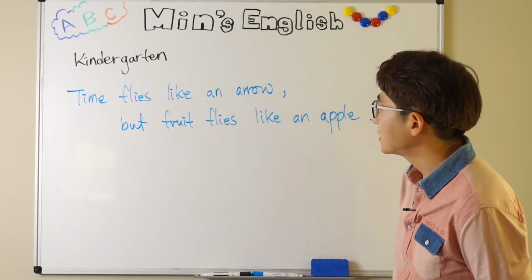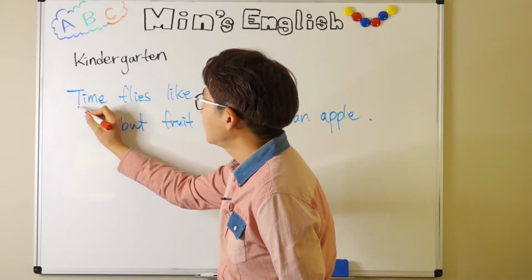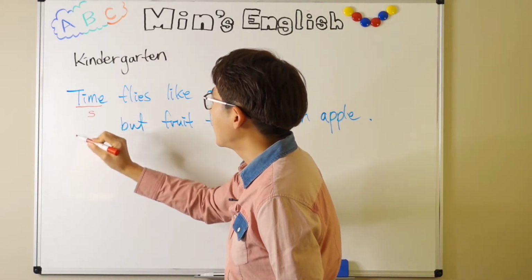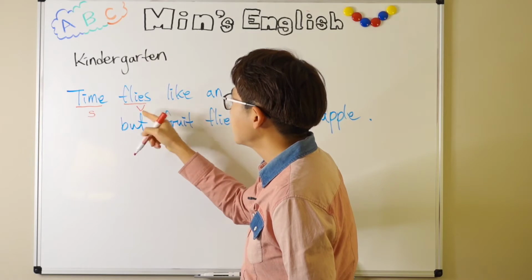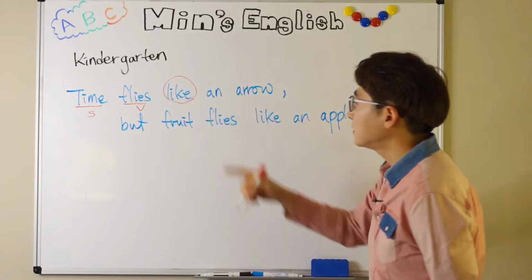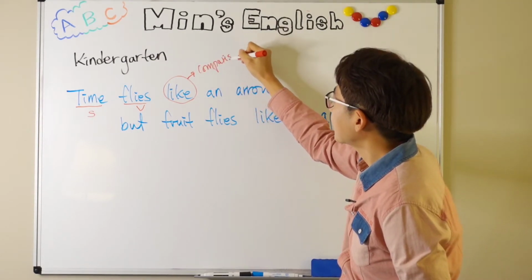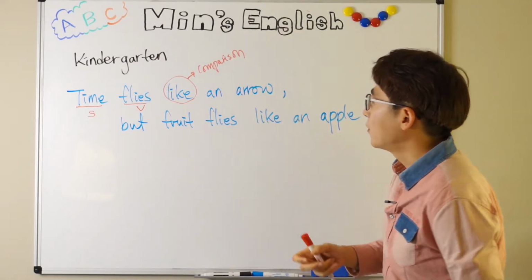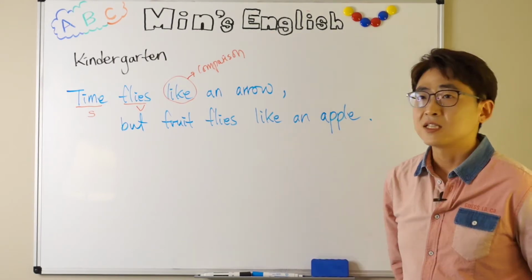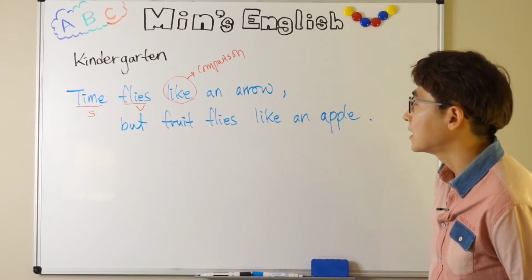So let's take a look at this sentence. Time flies like an arrow. Here, our subject is time, and it flies. This is the verb. And here, like an arrow. Like is a comparison. So, when you shoot an arrow, it flies really fast. So just like that, time flies like that.